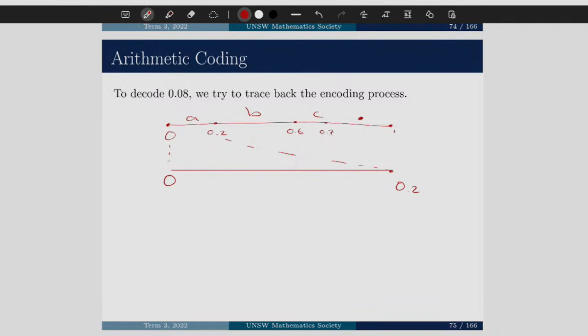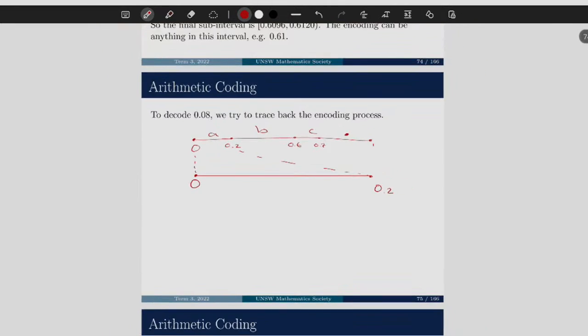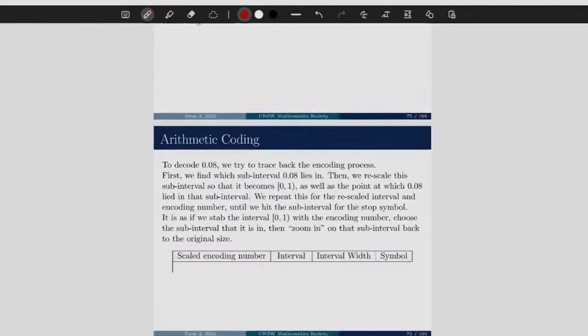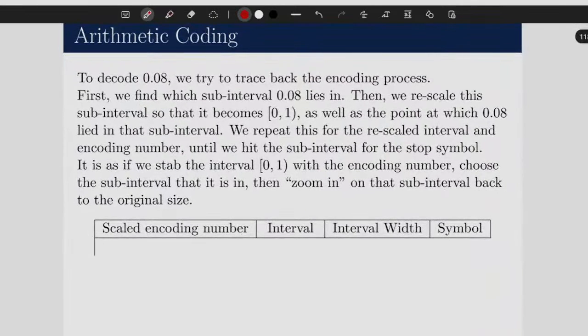Okay, a little bit better. This is as good as it's gonna get. Rescale this so that it becomes 0, 1. And we know that 0.08 lies in this interval now, right? And then we basically repeat this until we hit the subinterval for the stop symbol. And I think we write this out, actually. Yeah, we do. Okay. So this is essentially what our working out is going to look like.